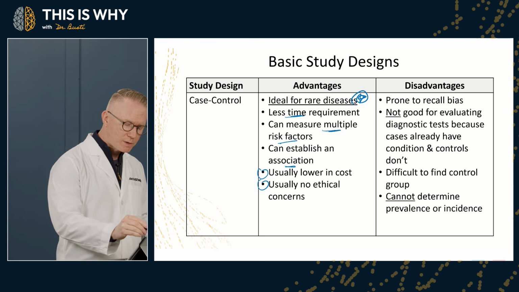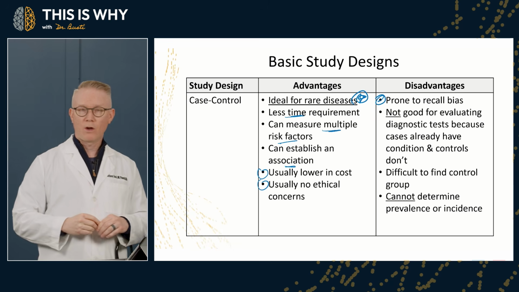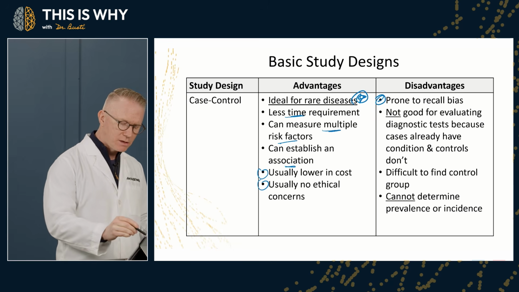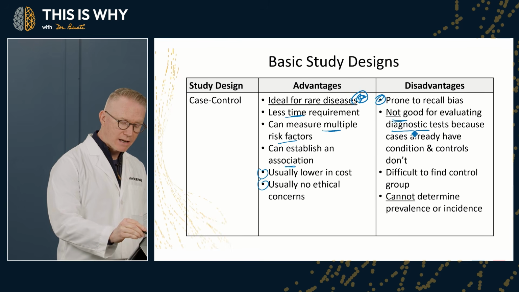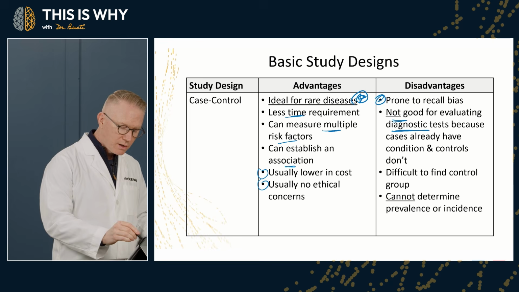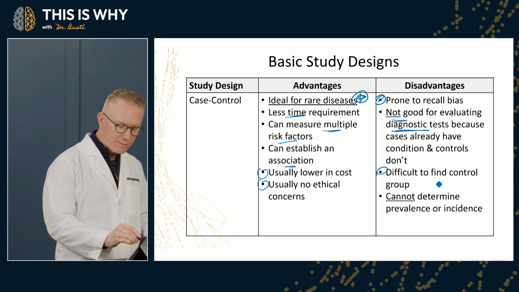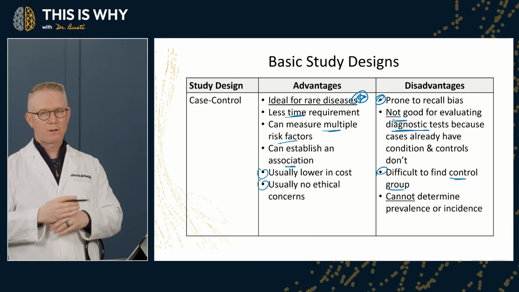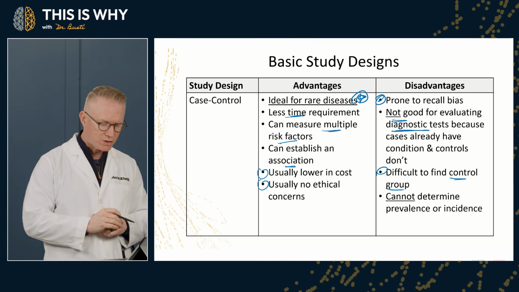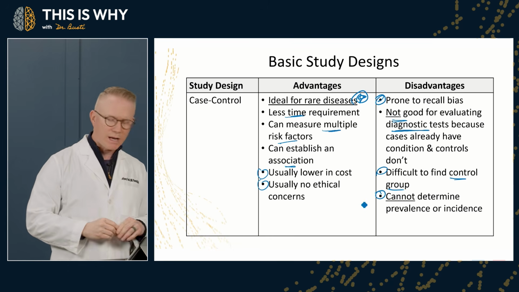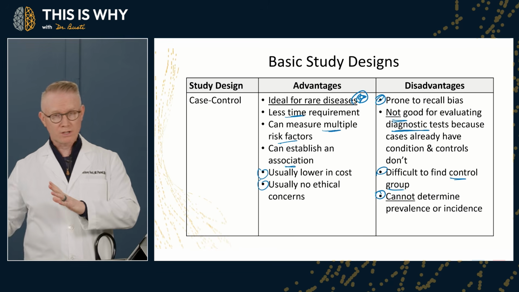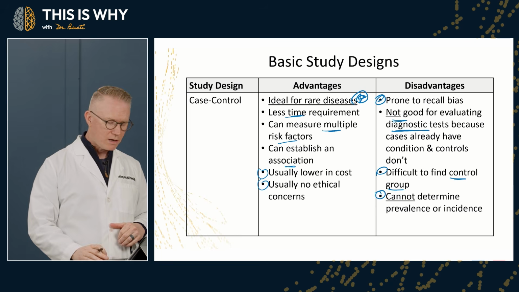Now, what is the issue? Well, if you're asking people and going back and trying to gather information, then it's prone to recall bias, okay? It's not going to be good for a diagnostic test because the cases already have it and the controls don't. It is sometimes difficult to find a control group that matches up in that area. Not impossible, but sometimes can be difficult depending on your geographic location. But it also cannot determine any prevalence or incidence, okay? We'll see other study designs in a minute where you can do those.